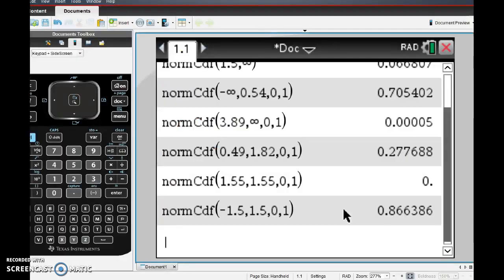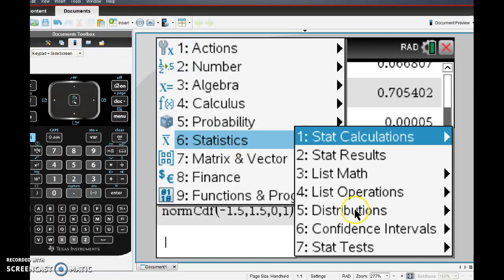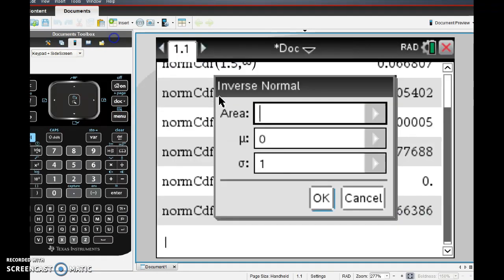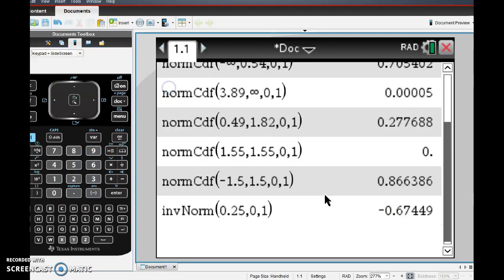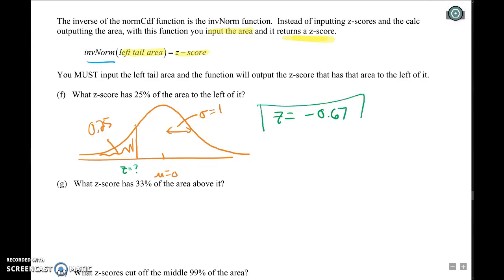Let's just use the calculator to get a better approximation. Menu, statistics, distributions. Now let's use the inverse normal function. And again, we always have to put the area to the left. Keep these standardized. Negative 0.67. So my approximations weren't very good. So that z cutoff is negative 0.67. That's it.